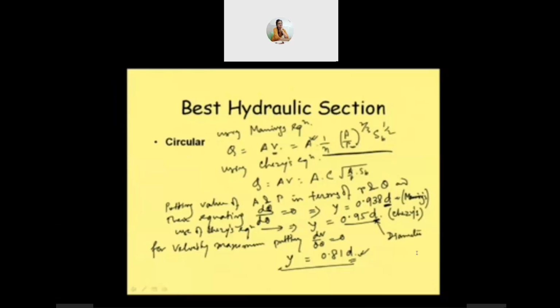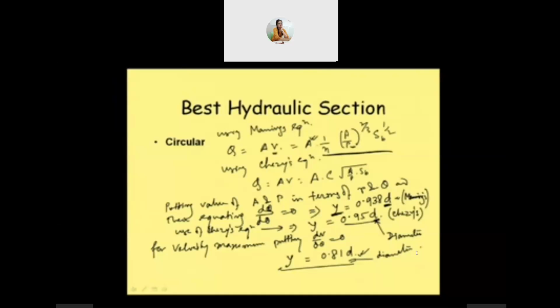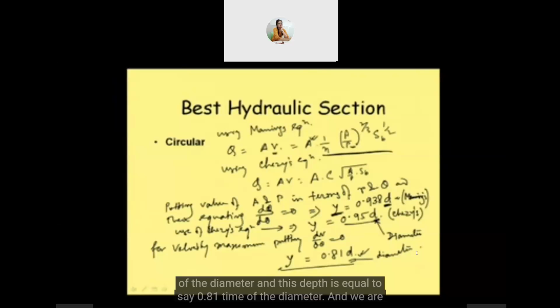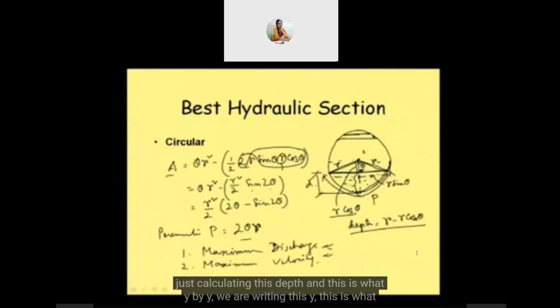This d is the diameter of the channel. It is not 0.938 of d. This depth is y, so this depth is equal to 0.938 times the diameter. Y is equal to 0.95 times the diameter, and this depth is equal to, say, 0.81 times the diameter. Okay, and we are just calculating this depth, and this is what we are writing as y by y. Okay.